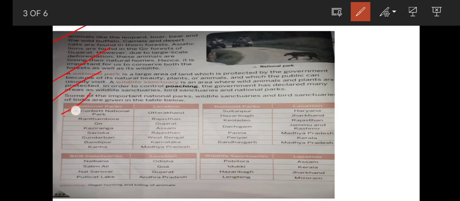So these are national parks and the location where those national parks are located. These are bird sanctuaries and these are the locations. These are wildlife sanctuaries and these are the locations.